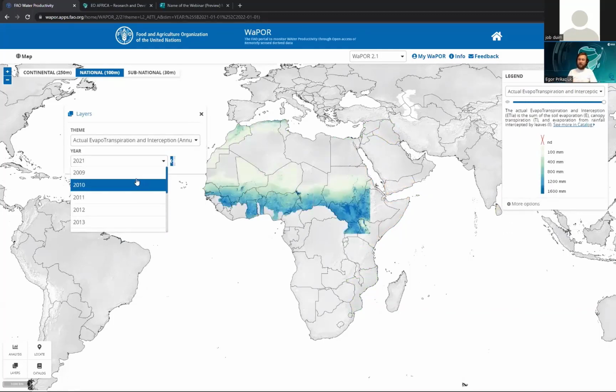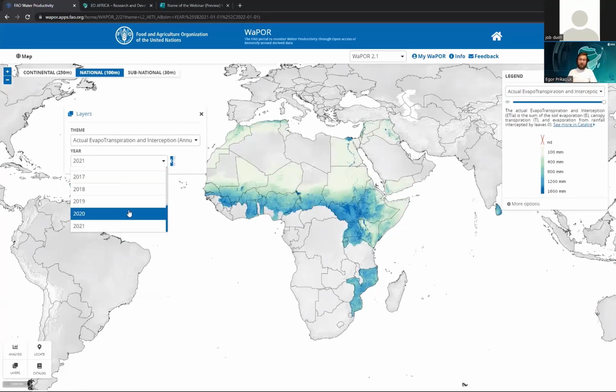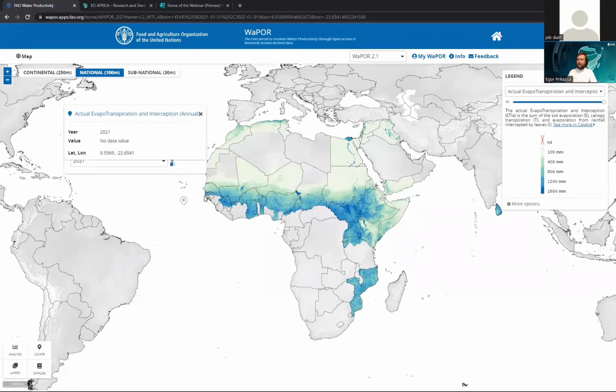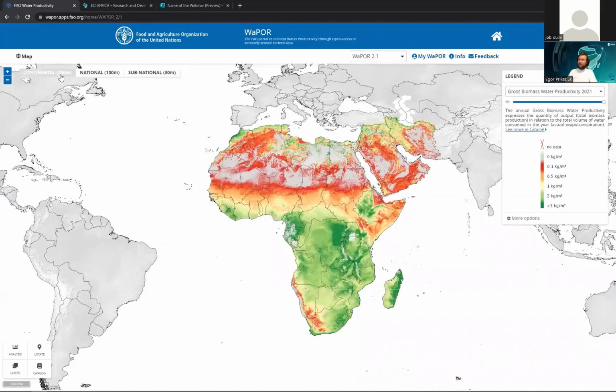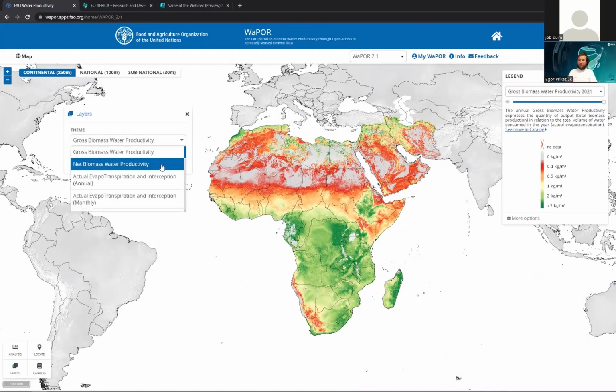For the year from 2009 up until the latest year, because it's annual data. You see here the units, millimeters, in this case, millimeters per year. So the equatorial areas have approximately 1,200 millimeters per year. But I have to select it again. So let me select this layer.